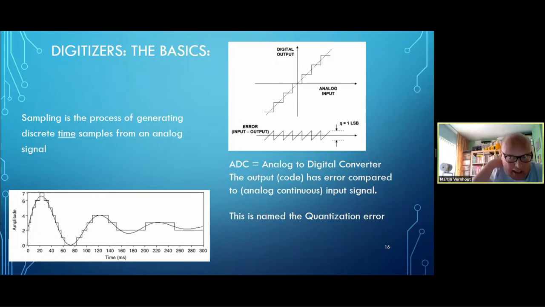The output code has an error compared to the analog continuous input signal, because there will be a finite number of levels which it can identify. The resulting error in the approximation of the analog continuous signal will be your quantization error.